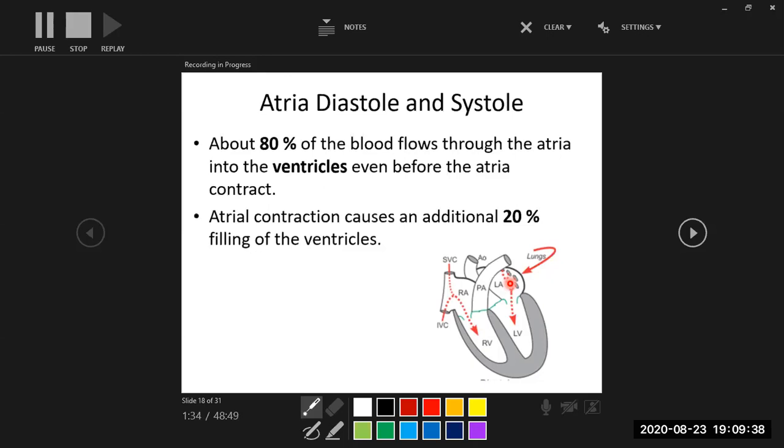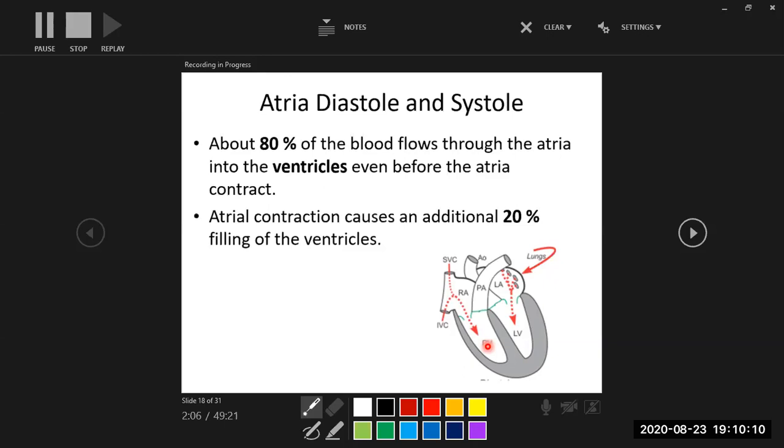So there is a period of time, say 0.6 seconds, where both the atria and the ventricles are relaxed. And during that relaxation, the diastole for both atrium and ventricle, blood freely goes in because there's no contraction, there's no pressure. So blood freely enters into the atrium as well as the ventricle.